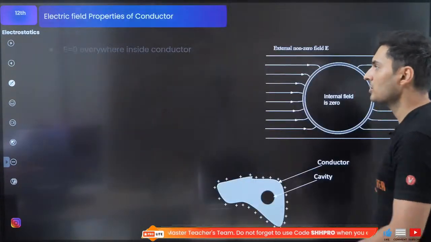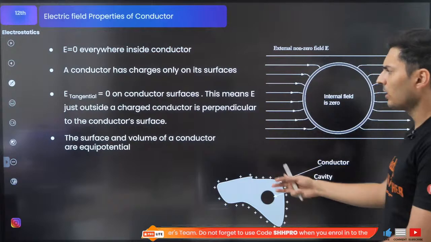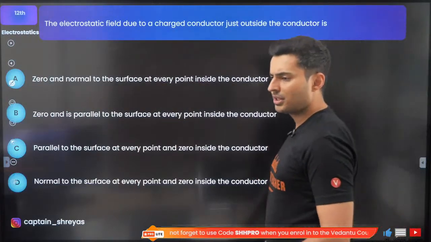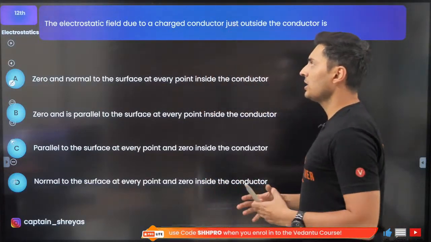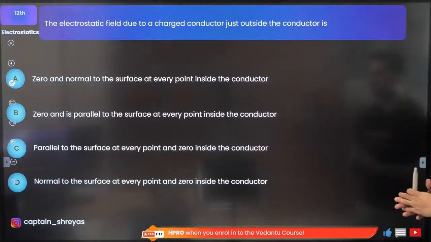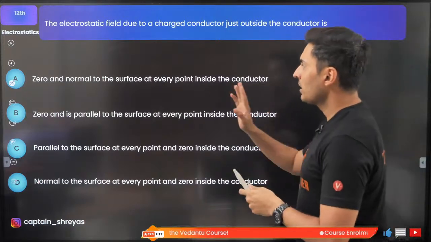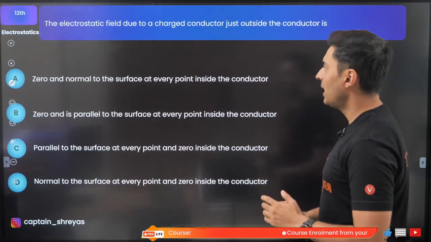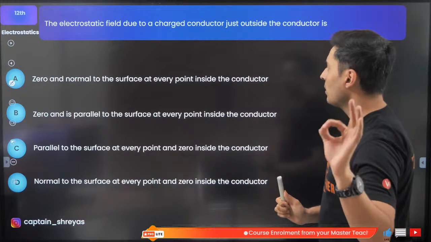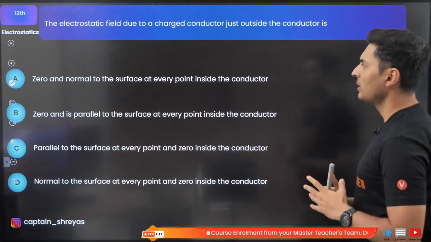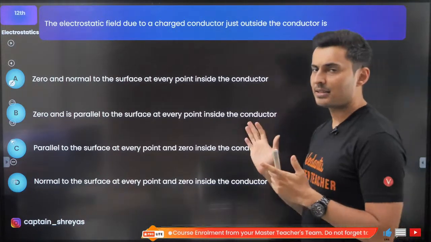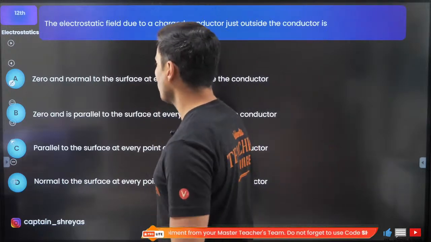Let's solve some questions based on this. I have put up all the pointers over here also. Here is the question. The electrostatic field due to a charged conductor just outside the conductor is, come on my warriors, figure this out. Just outside. 0 and normal to the surface at every point. 0 inside the conductor and normal to the surface. No, there is no field inside the conductor, so no question of normal.